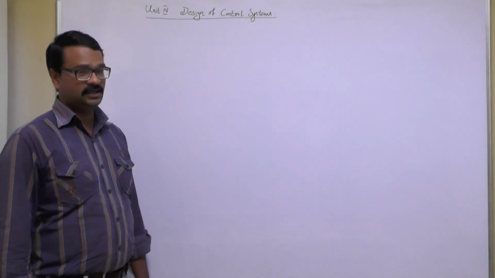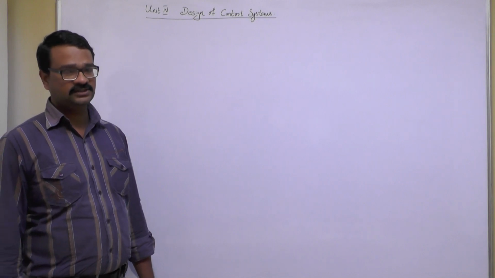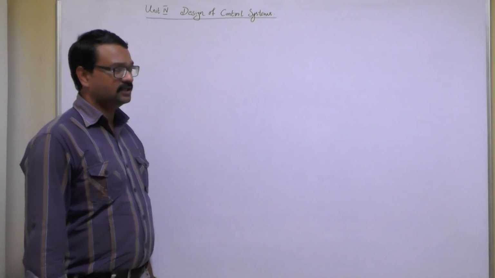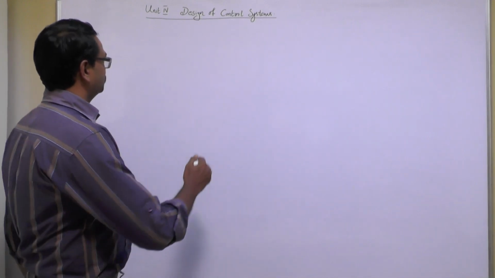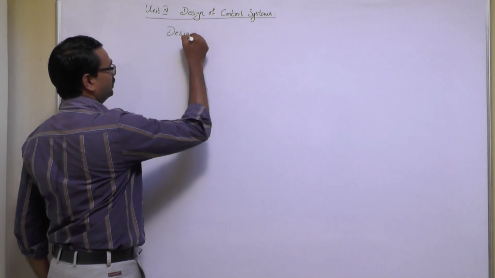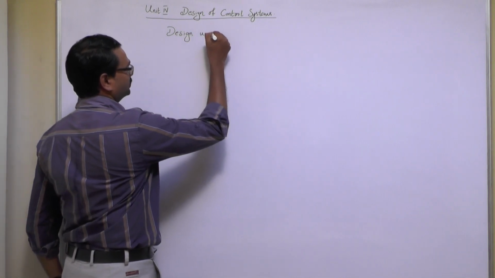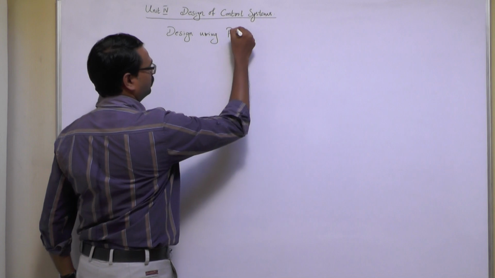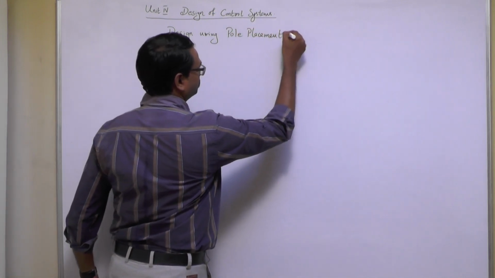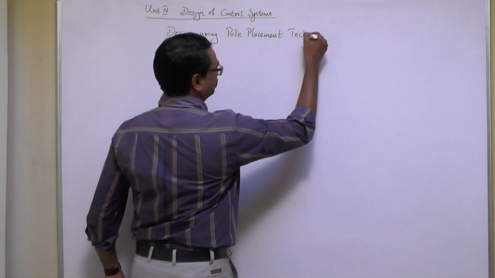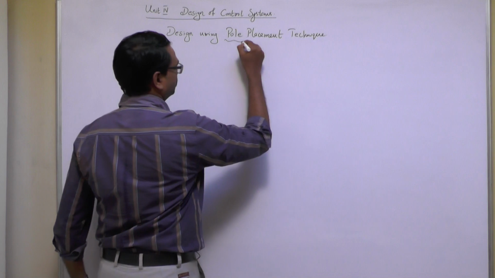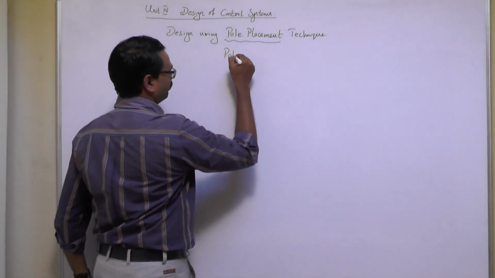And in this unit 4, we are going to discuss the design of control systems in discrete time, for discrete time systems, in which we will be discussing the topic here today. It is design using pole placement technique, or you can also call this pole placement as pole assignment.